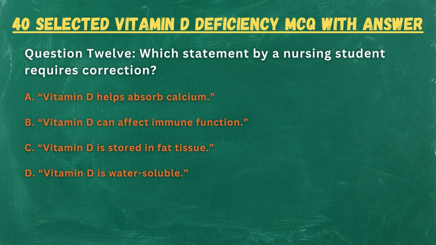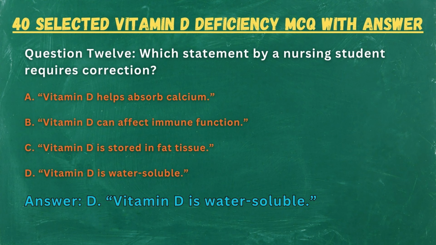Question 12. Which statement by a nursing student requires correction? A. Vitamin D helps absorb calcium. B. Vitamin D can affect immune function. C. Vitamin D is stored in fat tissue. D. Vitamin D is water-soluble. Answer: D. Vitamin D is water-soluble.